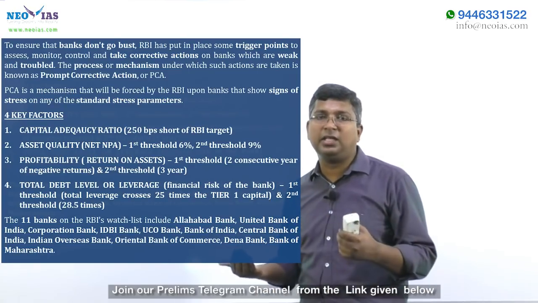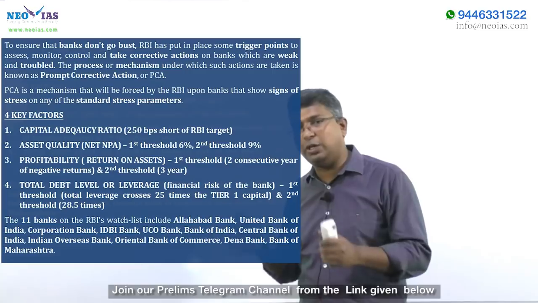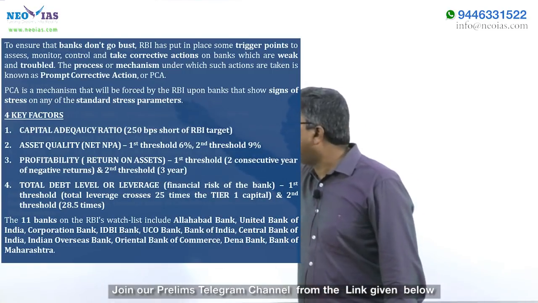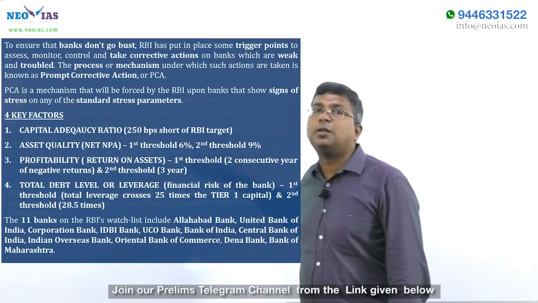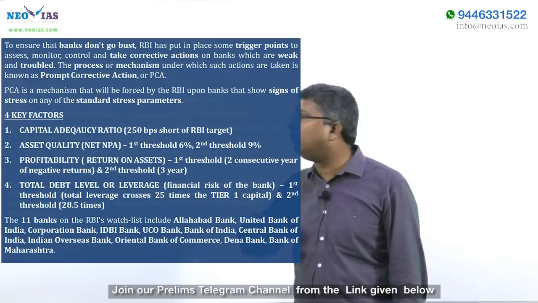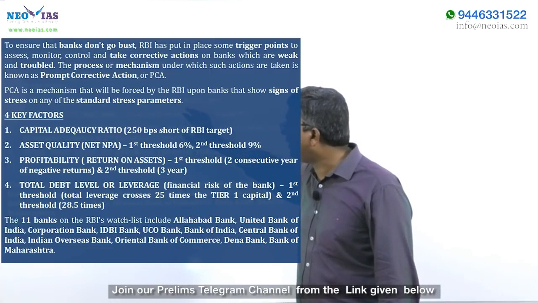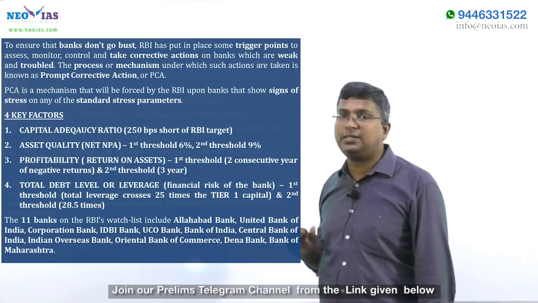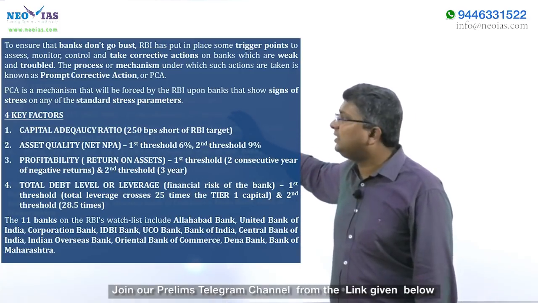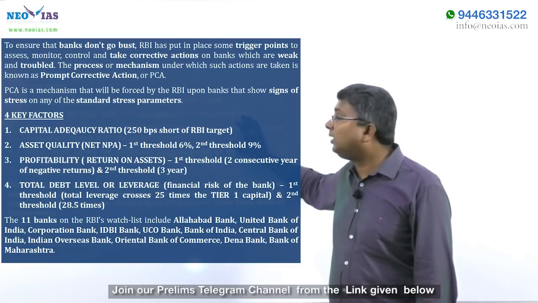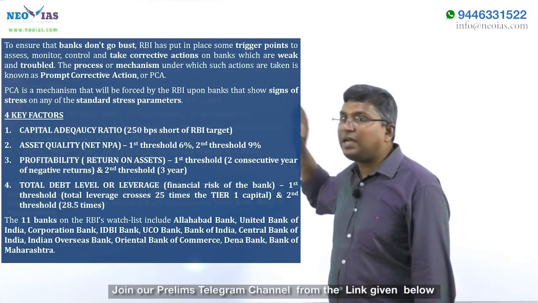Some students ask me whether it's only applicable to public sector banks. No, it is applicable to private sector banks and public sector banks. The only factor is whether the bank is breaking these trigger points. Presently only 11 public sector banks have broken these, especially the second and third factors, that is net non-performing asset as well as return on assets. So based on these 2 indicators, RBI has put 11 public sector banks under the prompt corrective action list.